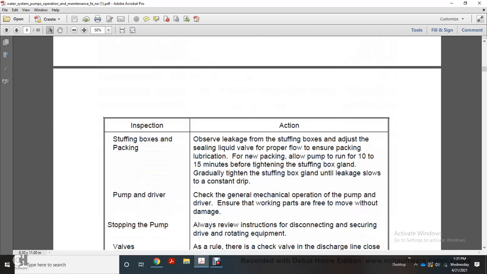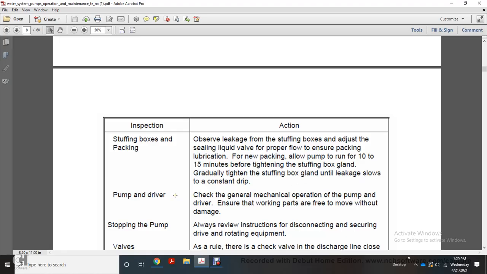Stuffing boxes: observe the leakage of the stuffing box. Adjust the sealing liquid valve for proper flow, ensuring packing lubrication for new packing. Allow the pump to run 10 to 15 minutes before tightening the stuffing box gland. Gradually tighten the stuffing box gland until the leak slows to a constant drip.